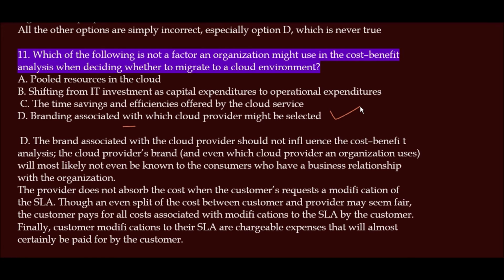Okay, the provider doesn't absorb the cost when the customer requests a modification of the SLA. Though an even split of the cost between customer and provider may seem fair, the customer pays all the cost associated with modification to the SLA by the customer. Finally, customer modifications to their SLA are chargeable expenses that will almost certainly be paid for by the customer. Okay. So in this question, the factor an organization would not use in the cost benefit analysis is option D, branding associated with which cloud provider might be selected.